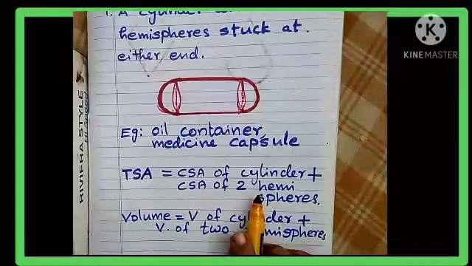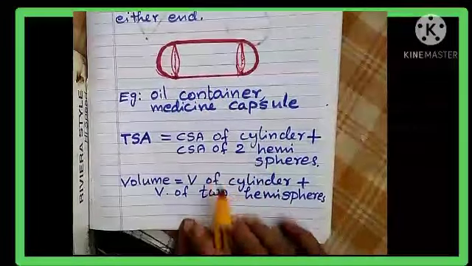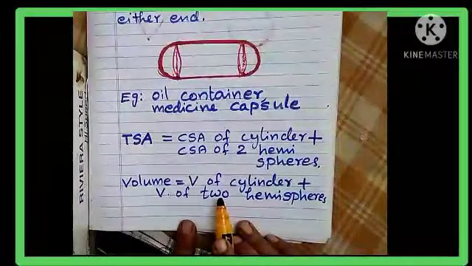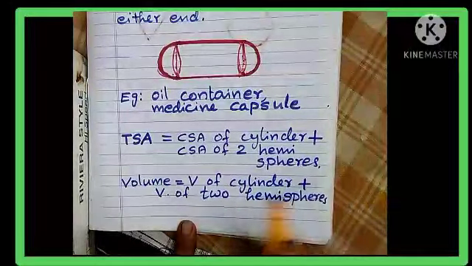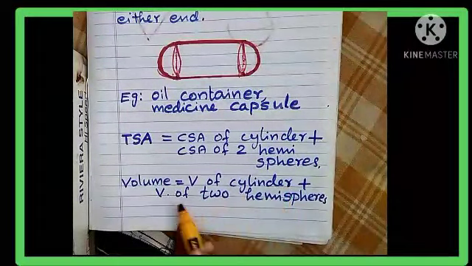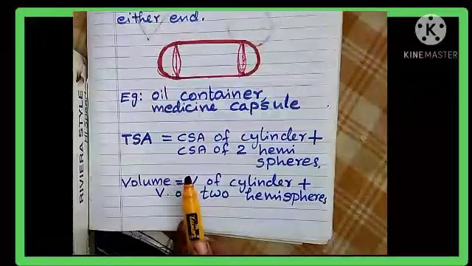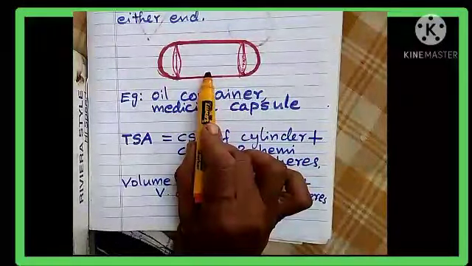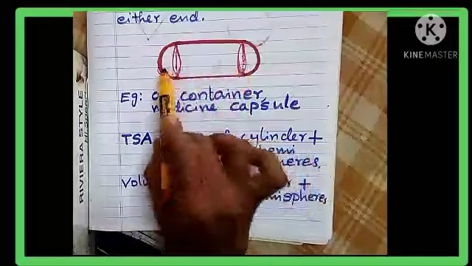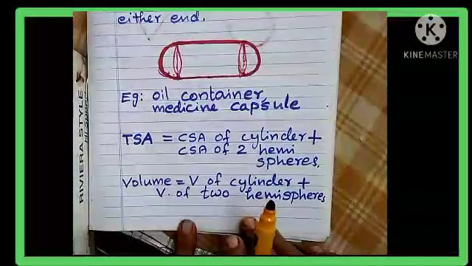Understand? Now, what is its volume? For finding the volume, we just add the volumes. Volume of cylinder plus volume of two hemispheres. For finding the volume of the solid, just find the volume of the cylinder plus the volume of these two hemispheres. Understand?